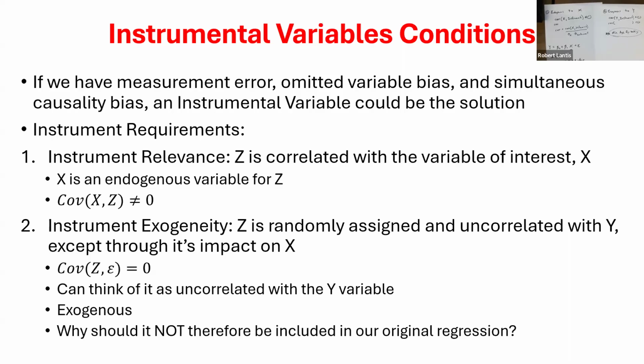So this is the idea of a good instrument. We need two conditions to be true. It's correlated with our X variable, uncorrelated with our Y variable. Are there any questions on that idea? So let me think.